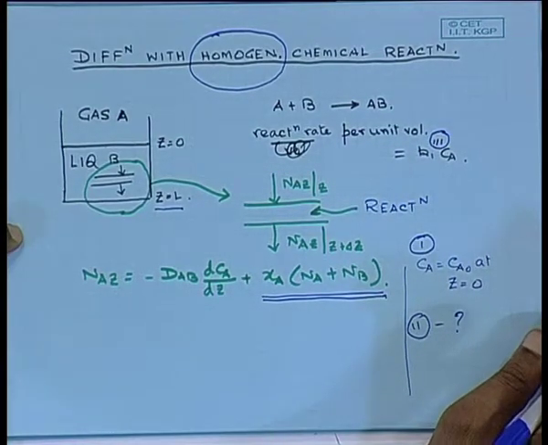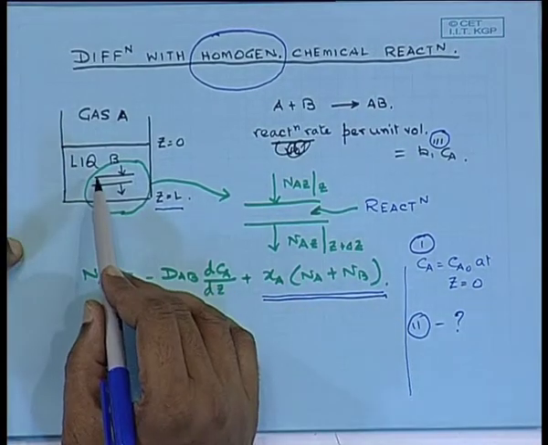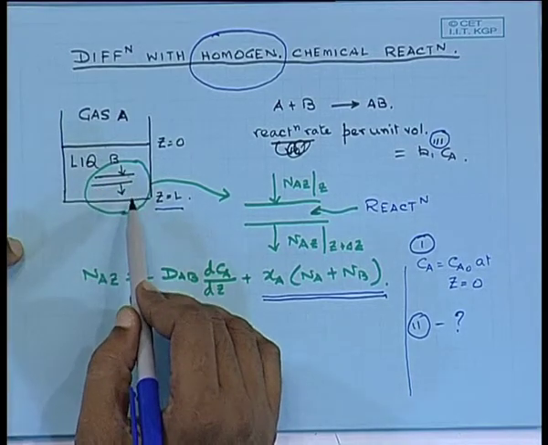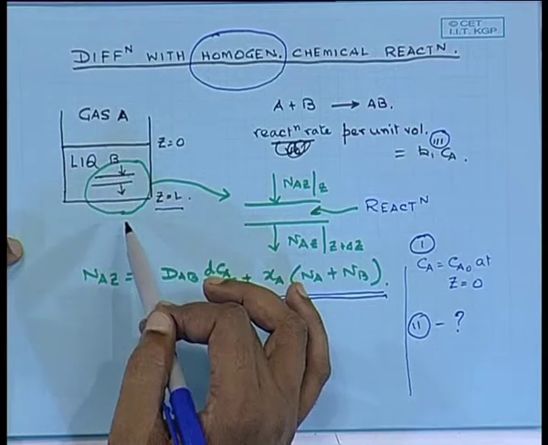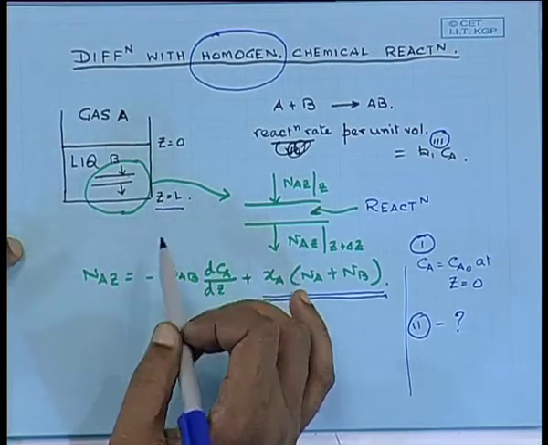Now, in order to analyze such a system with a shell mass balance, what we can do is take a strip of thickness delta Z and find out all the in and out terms along with any source or sink.